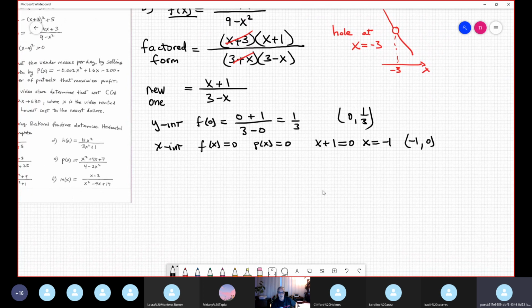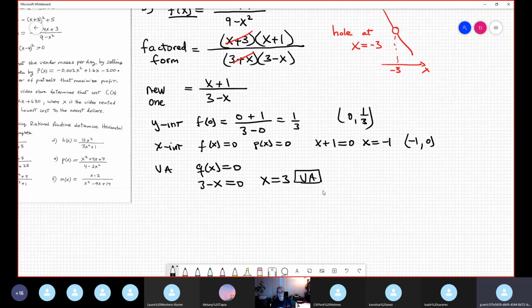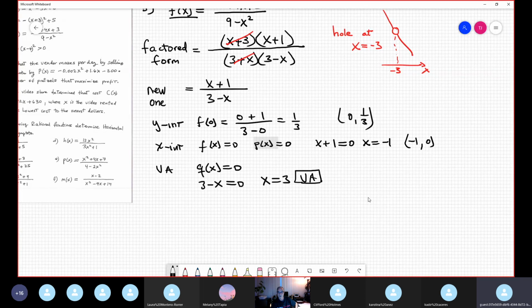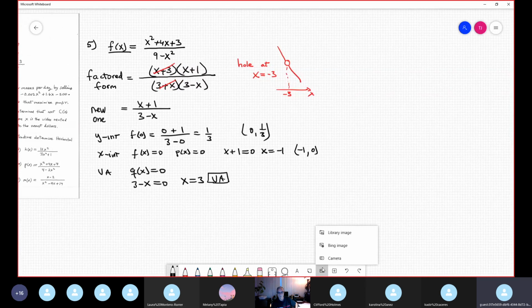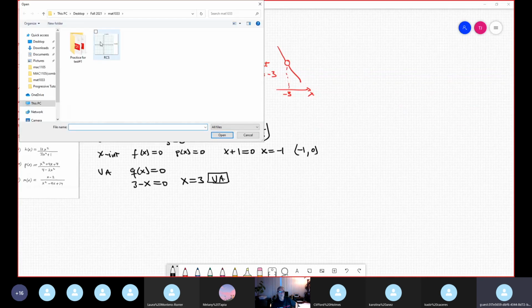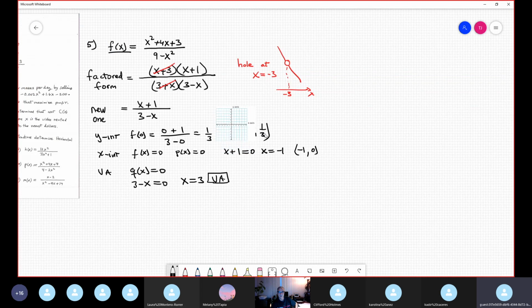Nice. What about the vertical asymptote? Vertical asymptote, remember, if you take q equal to 0. Now who is q? q is 3 minus x. So 3 minus x equal to 0. Therefore, x is equal to 3. And this is our famous vertical asymptote. And remember, this is a moment that personally I like to start the graph, because you have not too much, but you have some important information. Let me try. Boom. Boom.